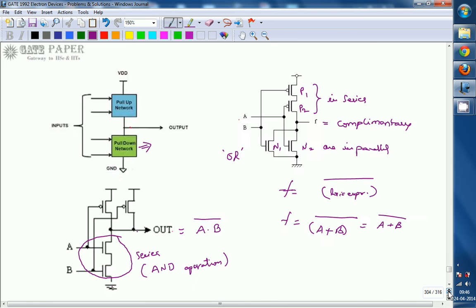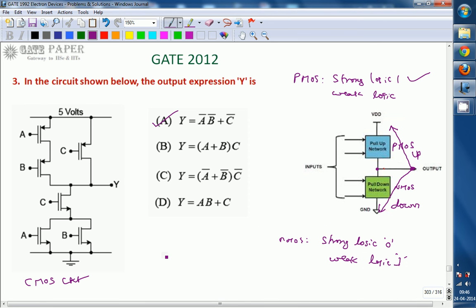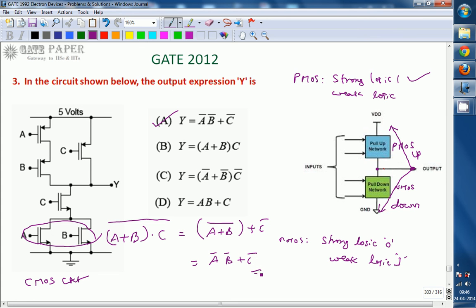According to this, you can specify that here Y, the output function, consists of two branches. A and B are in parallel, which gives the expression A plus B, and that is in series with C, so it is multiplied with C, with a whole bar. So A plus B into C whole bar is nothing but A plus B whole bar plus C bar. A plus B whole bar is nothing but A bar B bar plus C bar. So the right option is A. Thank you.